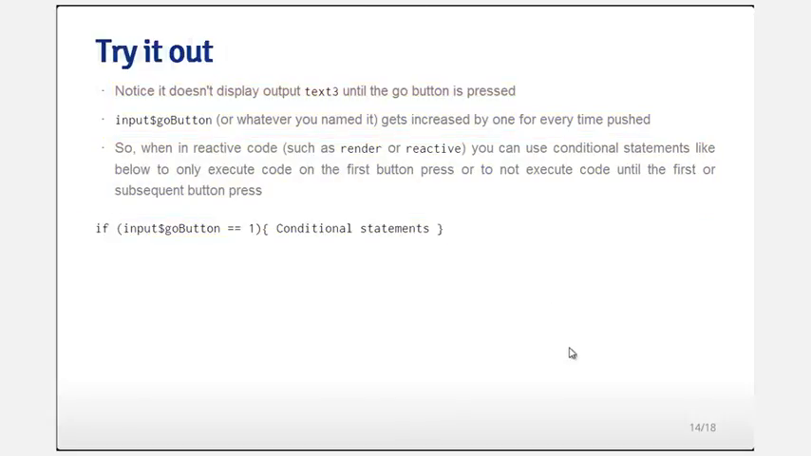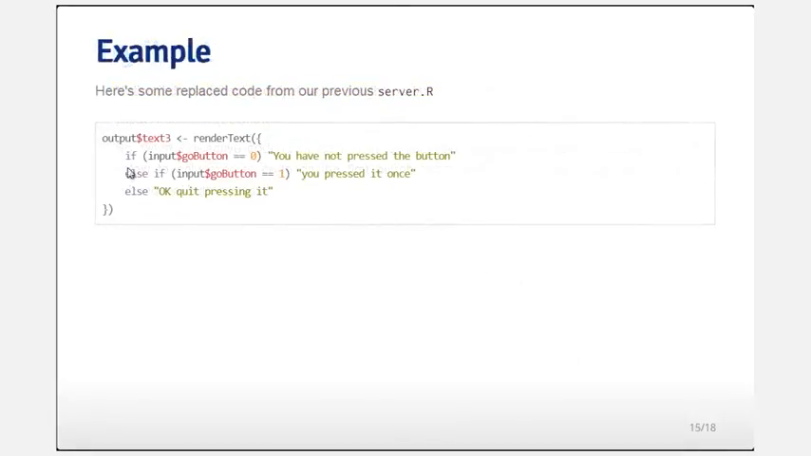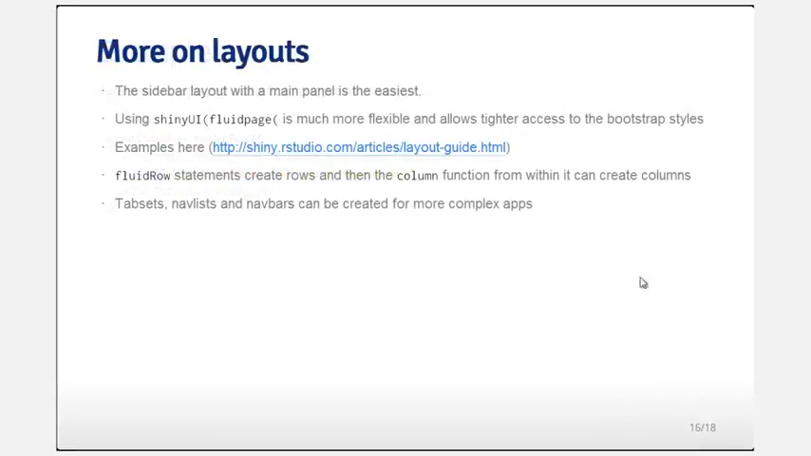So here I replaced the code in that other example where I said if go button equals 0, then you've not pressed the button, if go button equals 1, you've pressed it once, and then else, okay, quit pressing it.